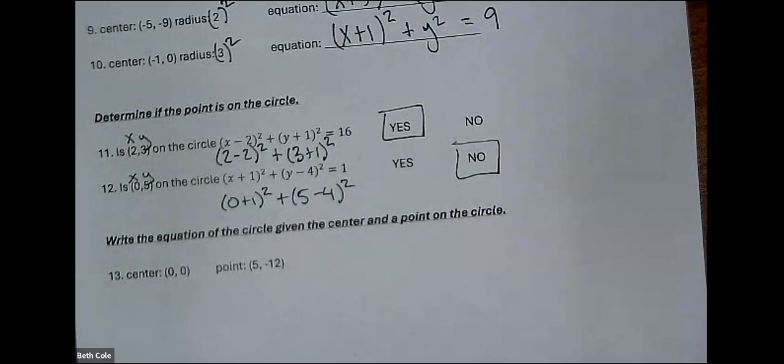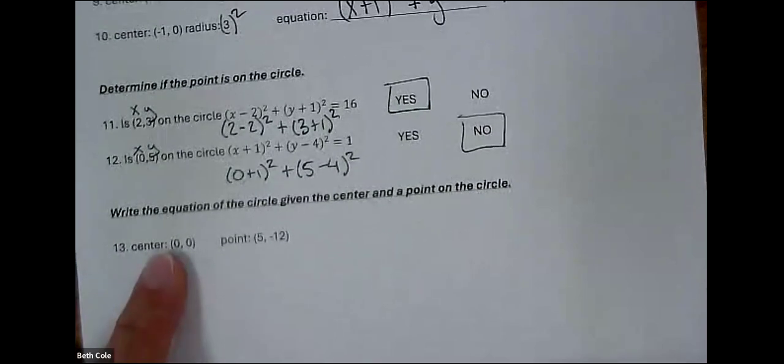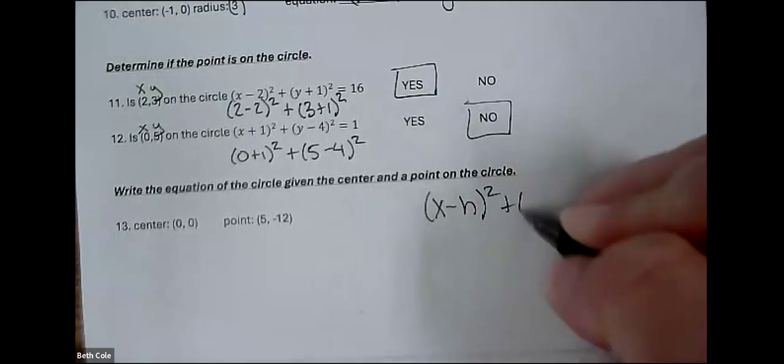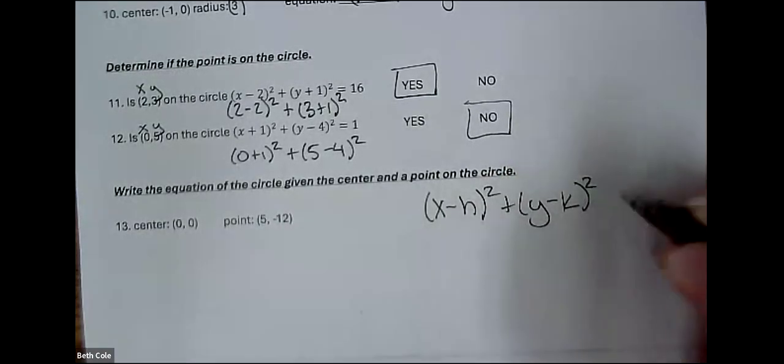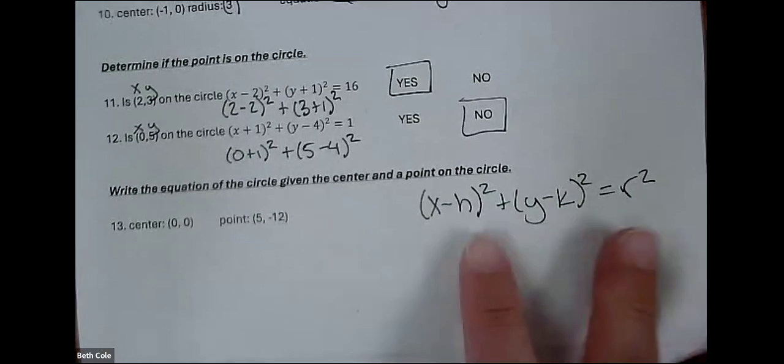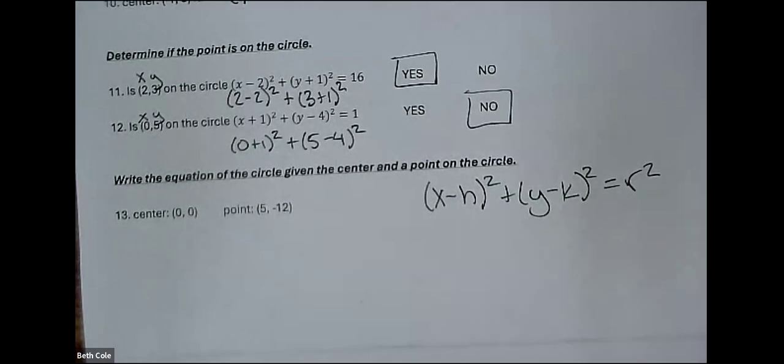These last two, we're going to write an equation given the center and a point. I'm going to go ahead and write the equation on here again. I suggest that you do too, so that you don't have to keep flipping your paper over and back again. Basically, we're just going to get all the puzzle pieces in the right place.